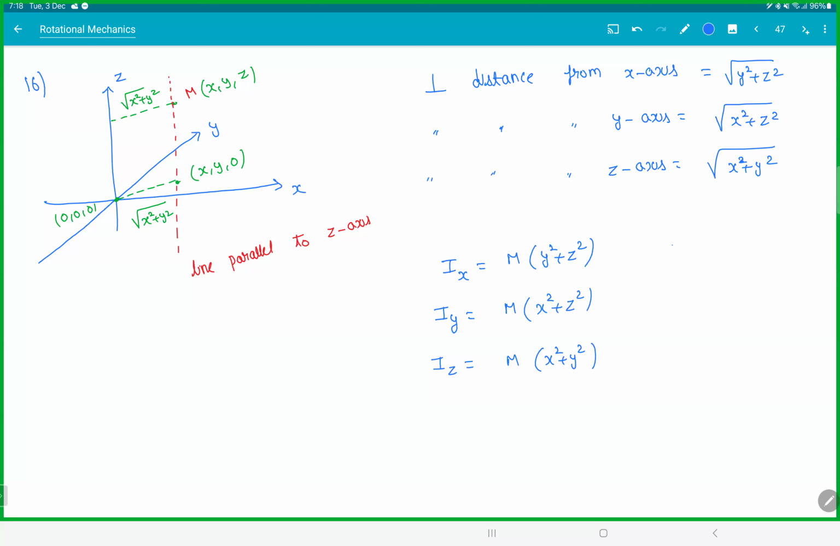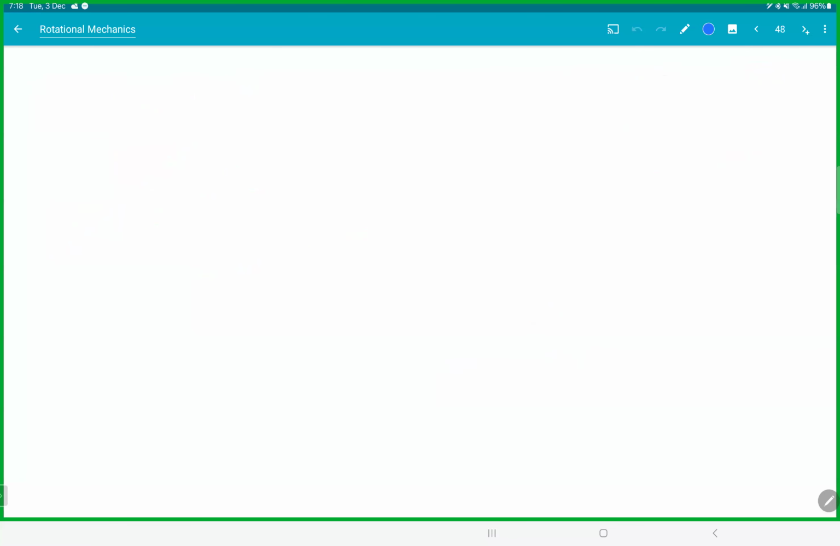The next thing is continuous bodies. Any doubts on this? All clear with the perpendicular distance part? Next thing. Now in continuous bodies, the first shape we'll take is a uniform rod. So we have a uniform rod. So let me show you one. So we have a rod here, mass m, length L.